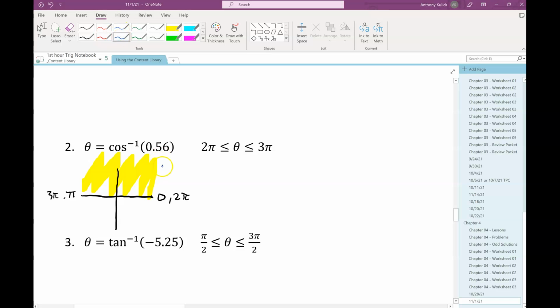Then I'm going to use All Silly Turtles Crawl and figure out what quadrant cosine is positive in. Well, that's going to be quadrant 1. Is that okay? All right. And so I know I'm going to go around one full time before I get there, so that's my theta.